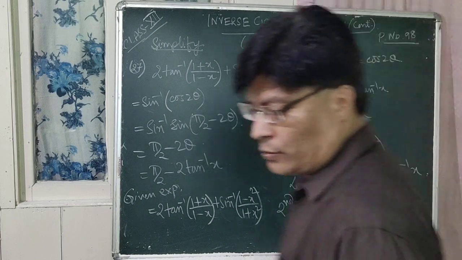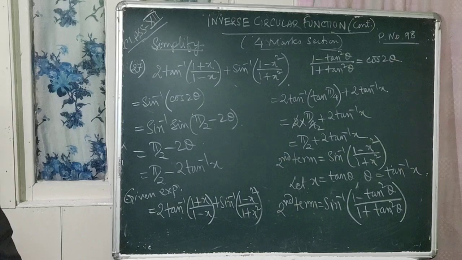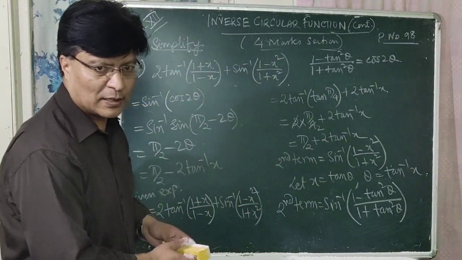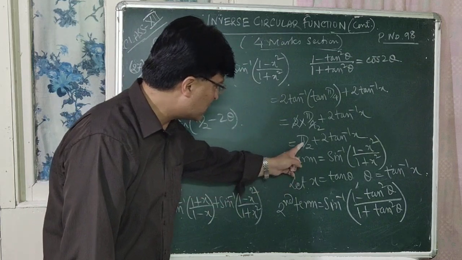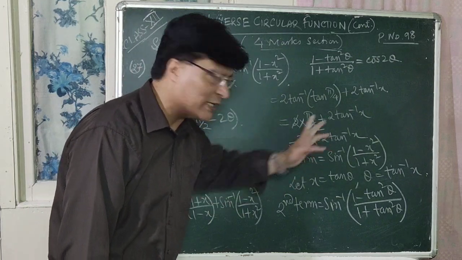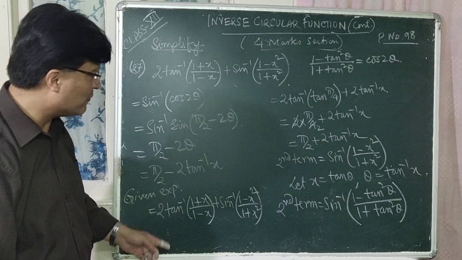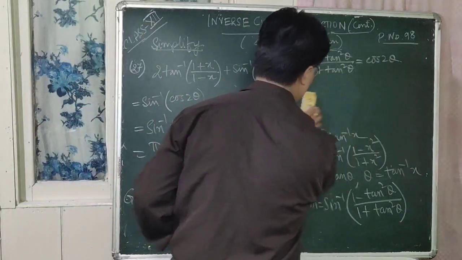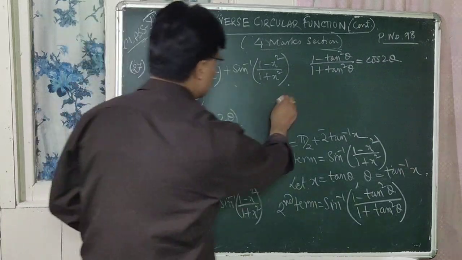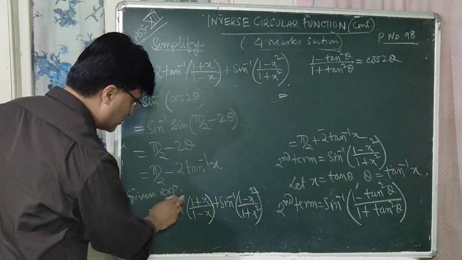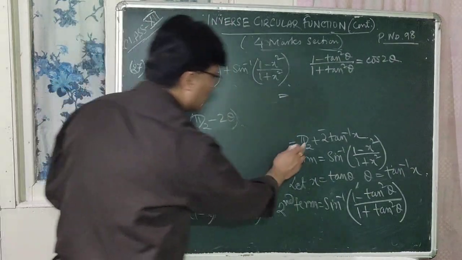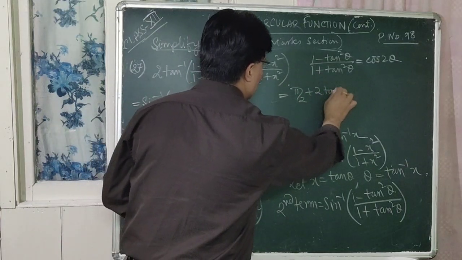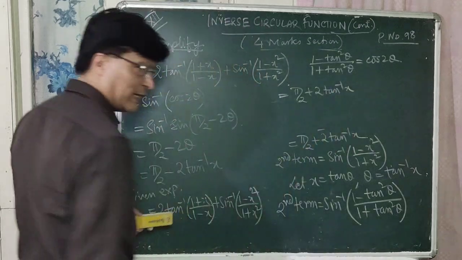Now, what is the simplified form of the first term? We just found it, isn't it? Before this second term, there is this expression, pi by 2 plus 2 tan inverse x. This is the simplified form of this first term, isn't it? So instead of the first term, that is 2 tan inverse (1 plus x upon 1 minus x), you write this one, that is pi by 2 plus 2 tan inverse x, right?